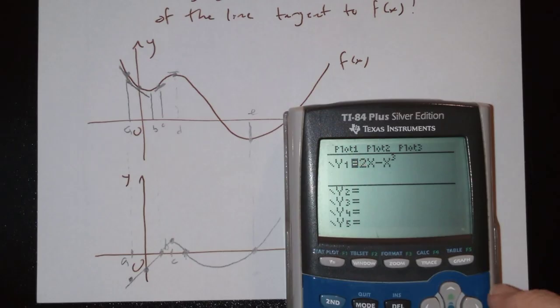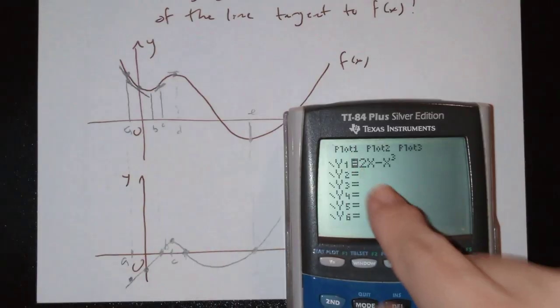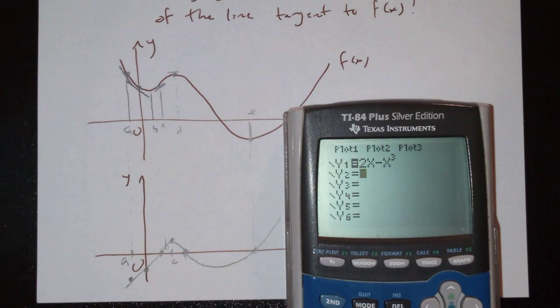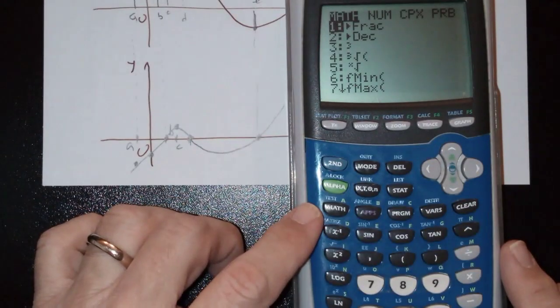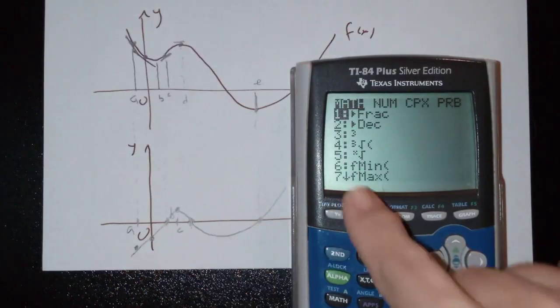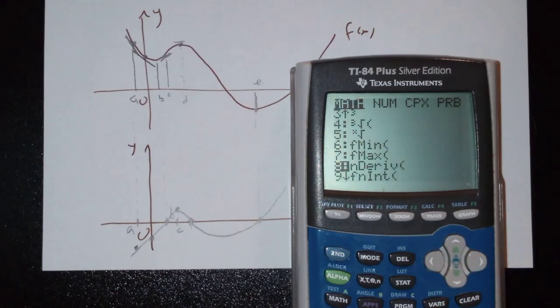Now, it depends on which version of the software your calculator has as to what this next step looks like. I'm going to tell it in y2 to take the derivative of the thing in y1. Under the math option, the math button is over here on the left. That little arrow says there's more down. So I'm going to go down. And option number 8 says numerical derivative.